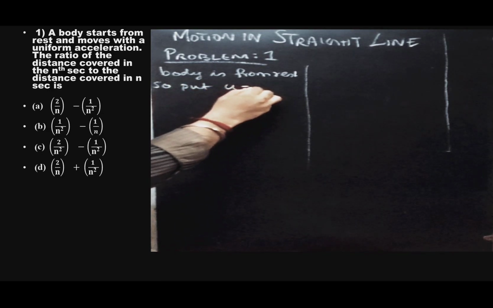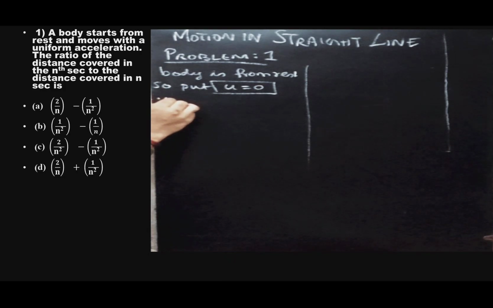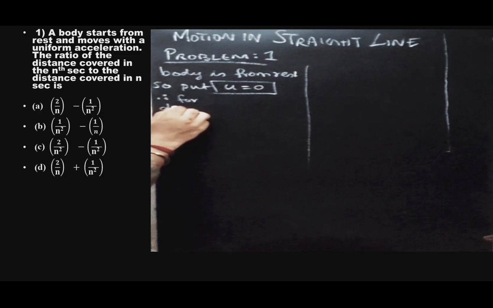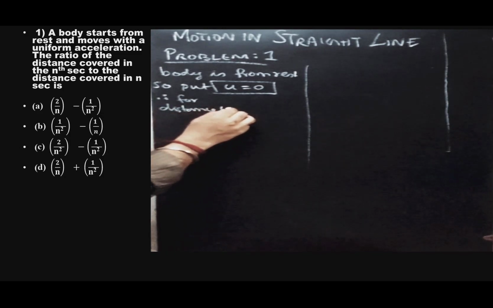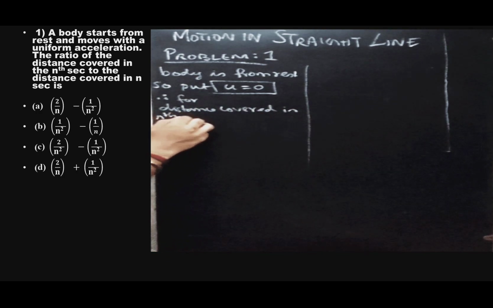As per the discussion, we are given the formula here. The body is falling down from rest, therefore U is taken as 0. Since the object is falling down from rest, putting U equal to 0 is the most important condition.